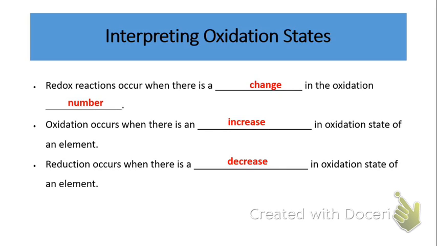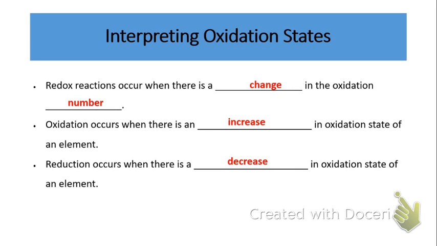Well, first of all, we must understand three important things here. First of all, a redox reaction only occurs when there is a change in the oxidation number. So if you look at an element when it's a reactant, and then look at the element when it's a product, and you notice that the oxidation number has changed for that element during the reaction, then a redox reaction has occurred. All right? An element has been oxidized and an element has been reduced.